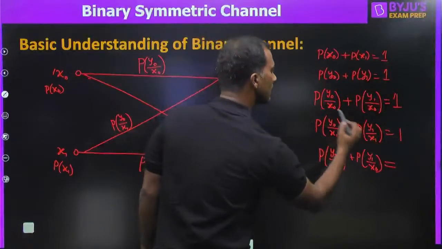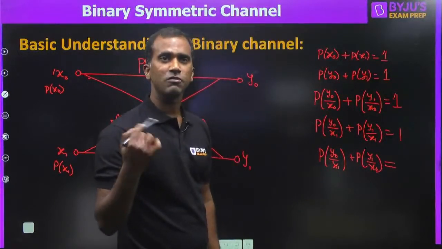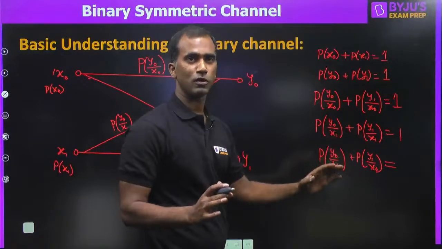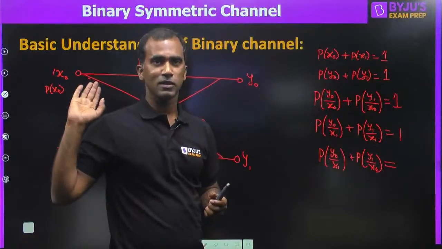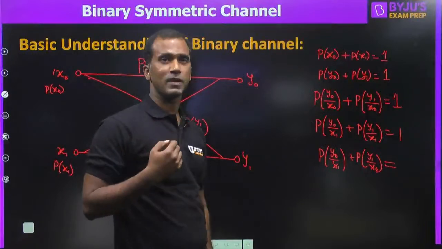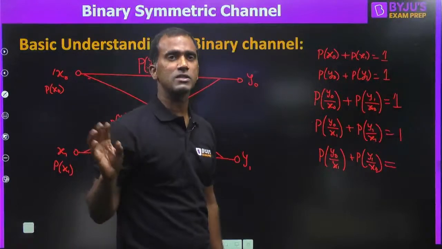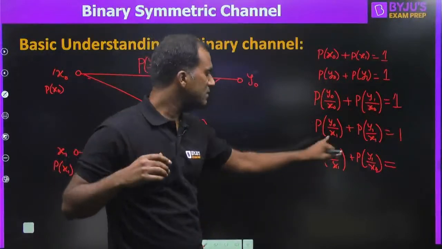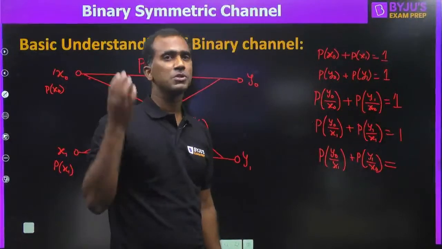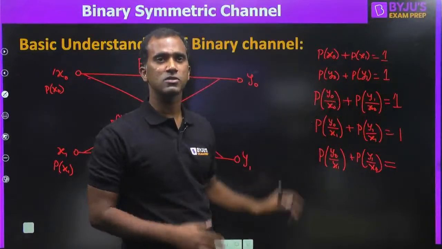But when the condition is the same, you're talking about only the case where x naught is transmitted or x1 is transmitted. I hope you're following. If I transmit a 0 bit, I transmit it as x naught. I might receive it as y naught or as y1. When somebody says given x naught, it means once you know that x naught is transmitted, the probability of receiving y naught, that is P of y naught given x naught.